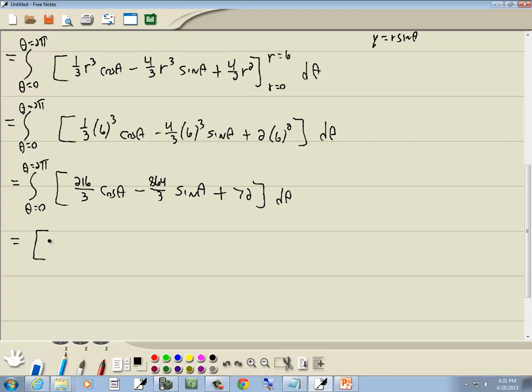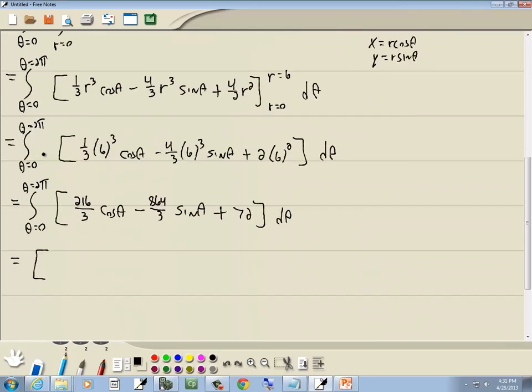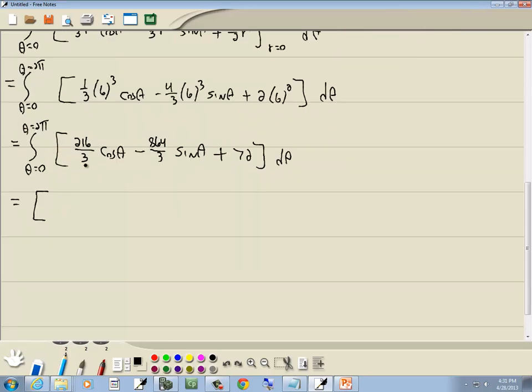Okay, now we're ready to take our... Did I not take any numbers out in front? I guess I haven't. Sometimes I just drop them when I take them out in front. Okay. Well, the integral of cosine is sine, so this becomes 216 over 3 sine theta. The integral of sine is negative cosine, and negative already out in front gives us a positive 864 over 3 cosine theta. And if you got a number, you just put theta on it. And then this is going to go from theta is equal to 0 to theta is equal to 2 pi.